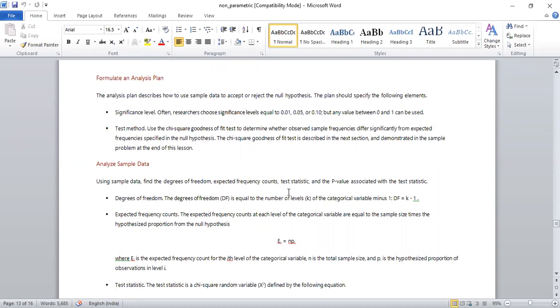Use the chi-square goodness of fit test to determine whether observed sample frequencies differ significantly from expected frequencies specified in the null hypothesis. The chi-square goodness of fit test is described in the next section and demonstrated in the sample problem at the end of this lesson. So what are those? We will come to that part later.